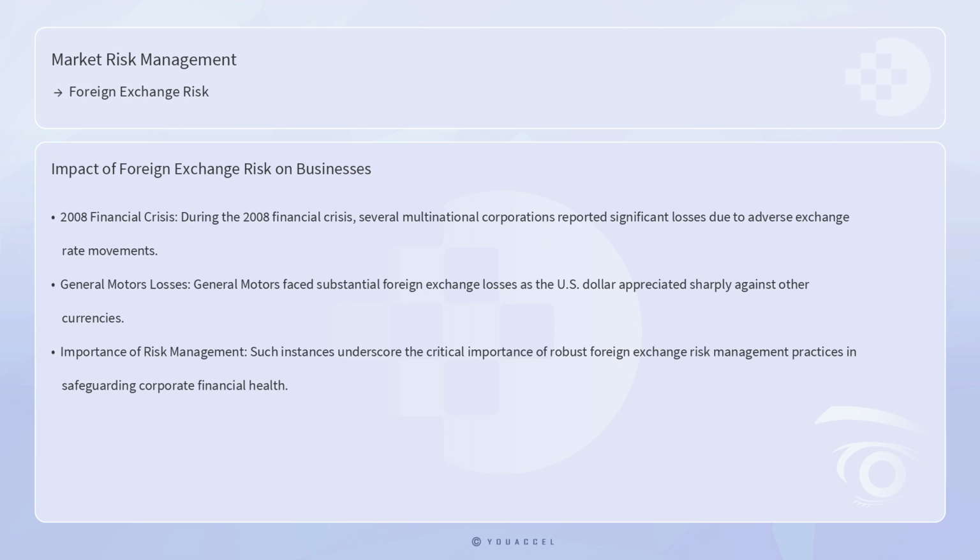Moreover, historical examples illustrate the impact of foreign exchange risk on businesses. During the 2008 financial crisis, several multinational corporations reported significant losses due to adverse exchange rate movements. For instance, General Motors faced substantial foreign exchange losses as the US dollar appreciated sharply against other currencies, exacerbating the company's financial woes during an already challenging period. Such instances underscore the critical importance of robust foreign exchange risk management practices in safeguarding corporate financial health.